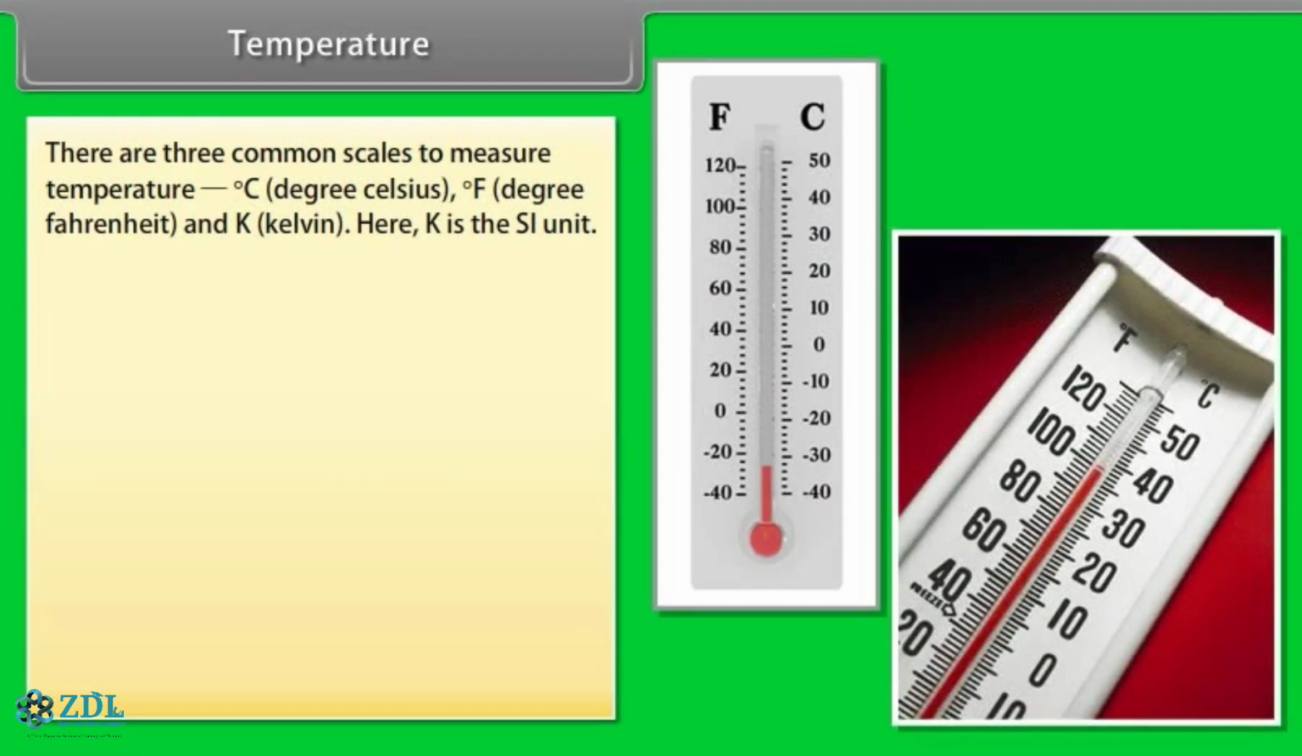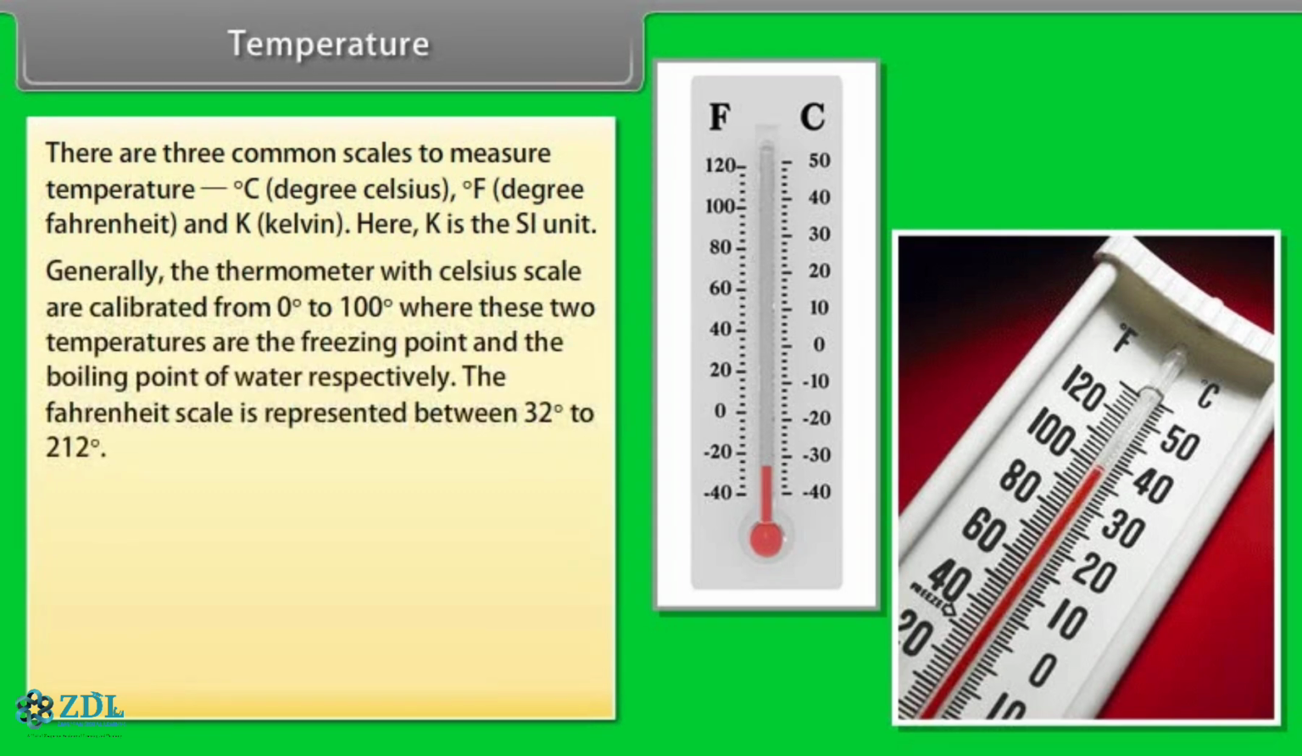Temperature. There are 3 common scales to measure temperature: degree Celsius, degree Fahrenheit, and Kelvin. Here K is the SI unit. Generally, thermometers with the Celsius scale are calibrated from 0 degree Celsius to 100 degree, where these two temperatures are the freezing point and the boiling point of water respectively. The Fahrenheit scale is represented between 32 degrees to 212 degrees.